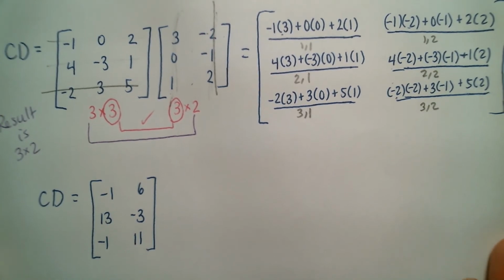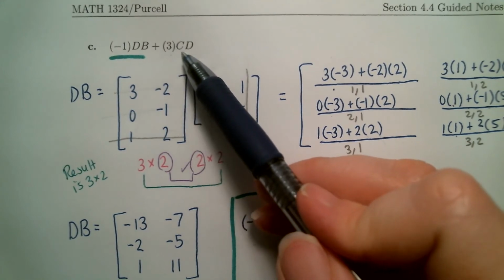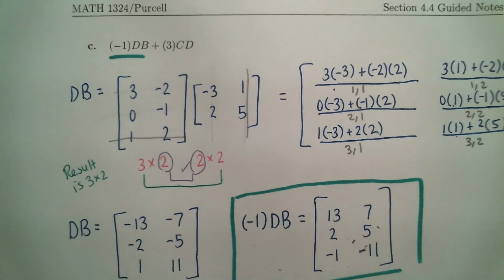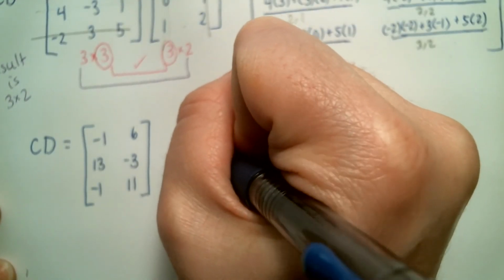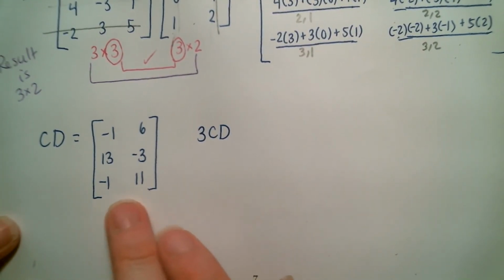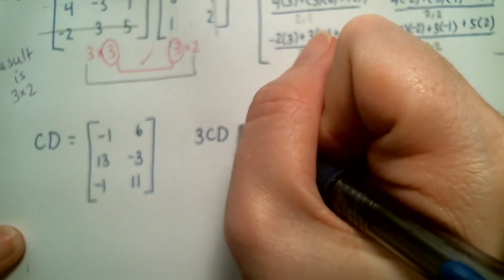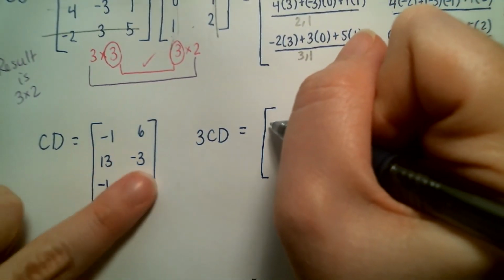Okay, go back to the original problem. We need to do 3 times C times D. So now we're going to do the scalar multiplication. We're going to take every number inside this matrix and multiply it by positive 3. So let's see, multiply everything by 3.